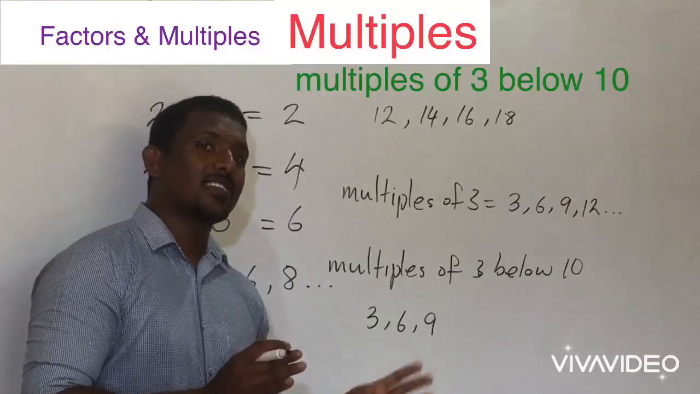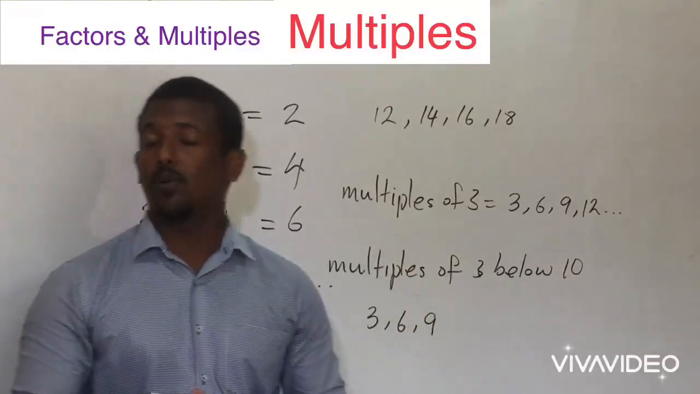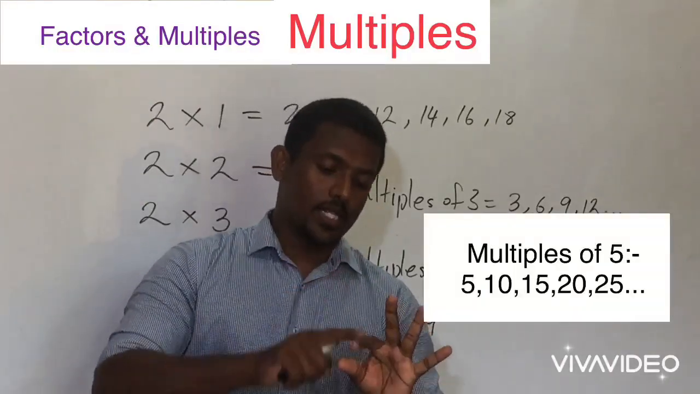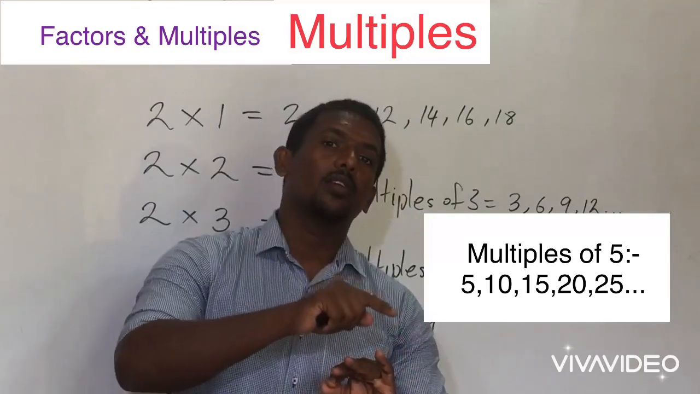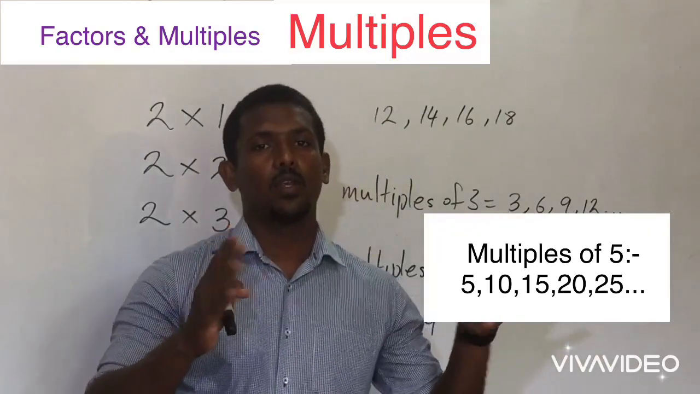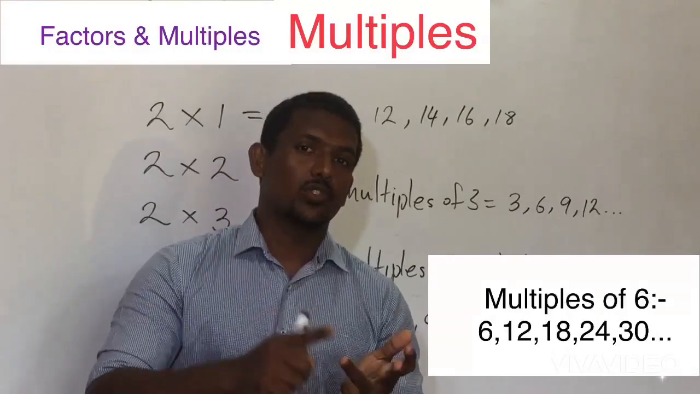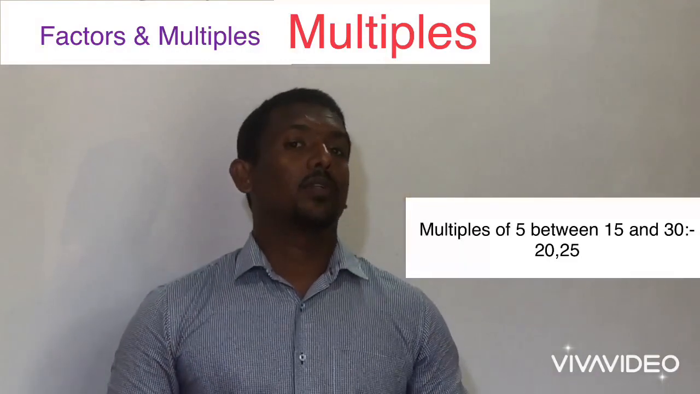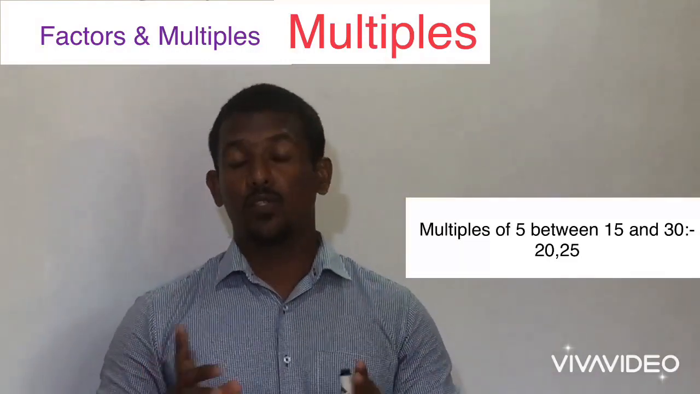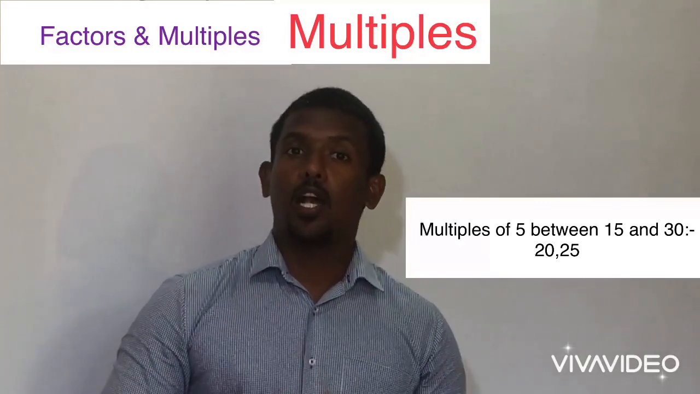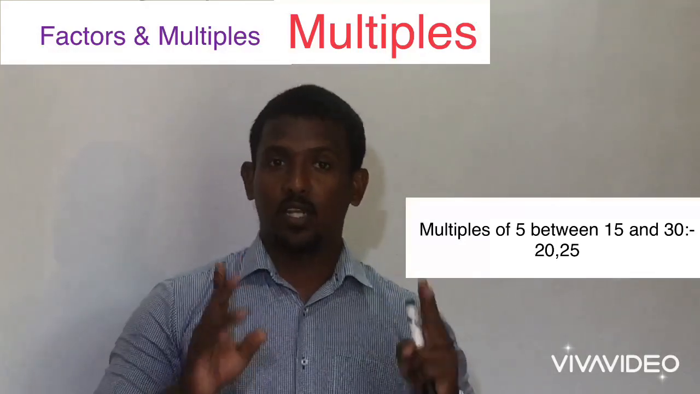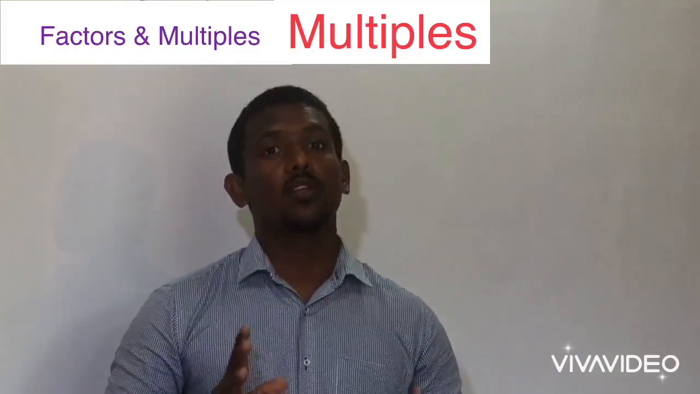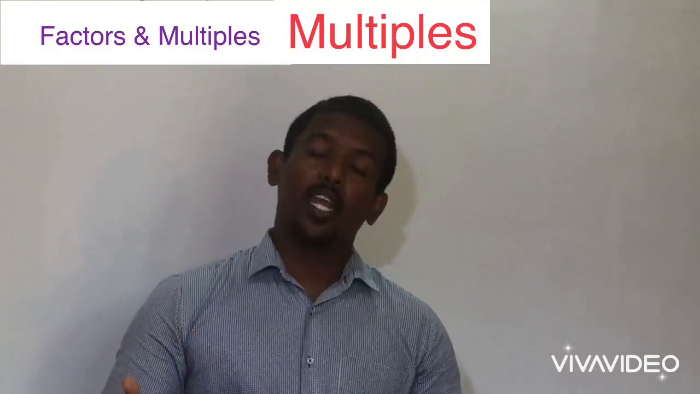Right? Now, as in these two examples, you can write multiples of any number. What are the multiples of 5? It begins with 5. 5, 10, 15, 20, 25 and dots. Multiples of 6: 6, 12, 18, 24, 30 and so on. Now tell me, what are the multiples of 5 between 15 and 30? They are 20 and 25. That's all. It has only two multiples of 5 within that range. Now I think you can write multiples within any range.